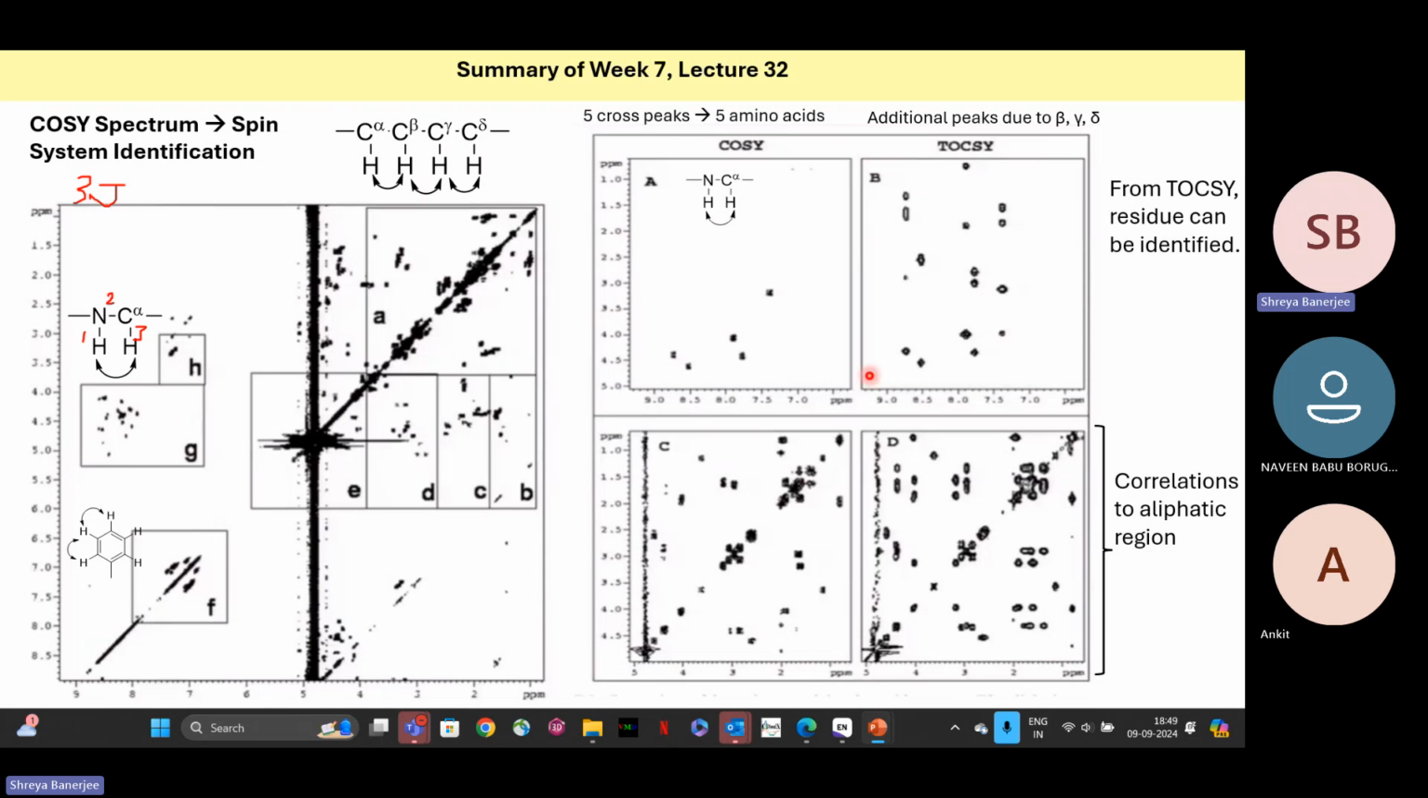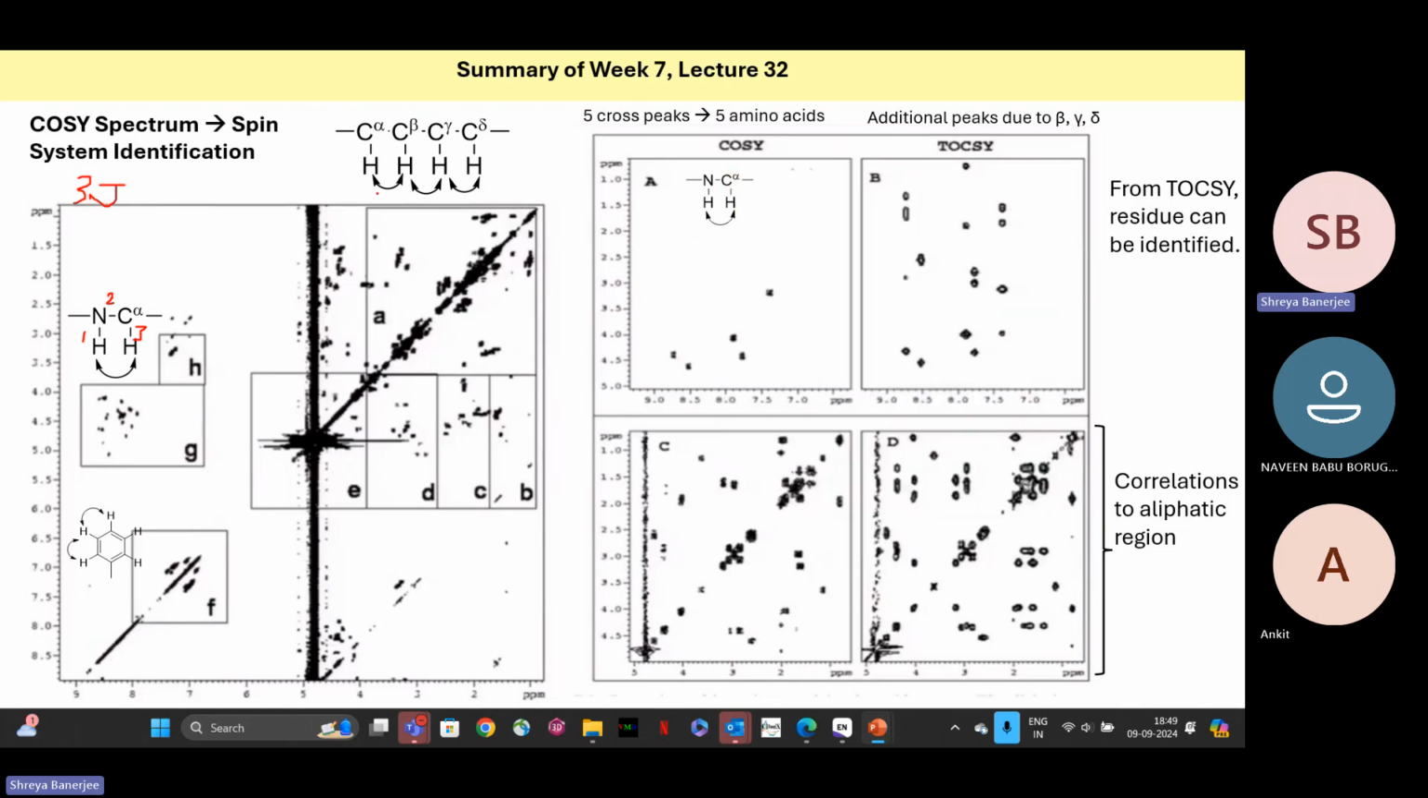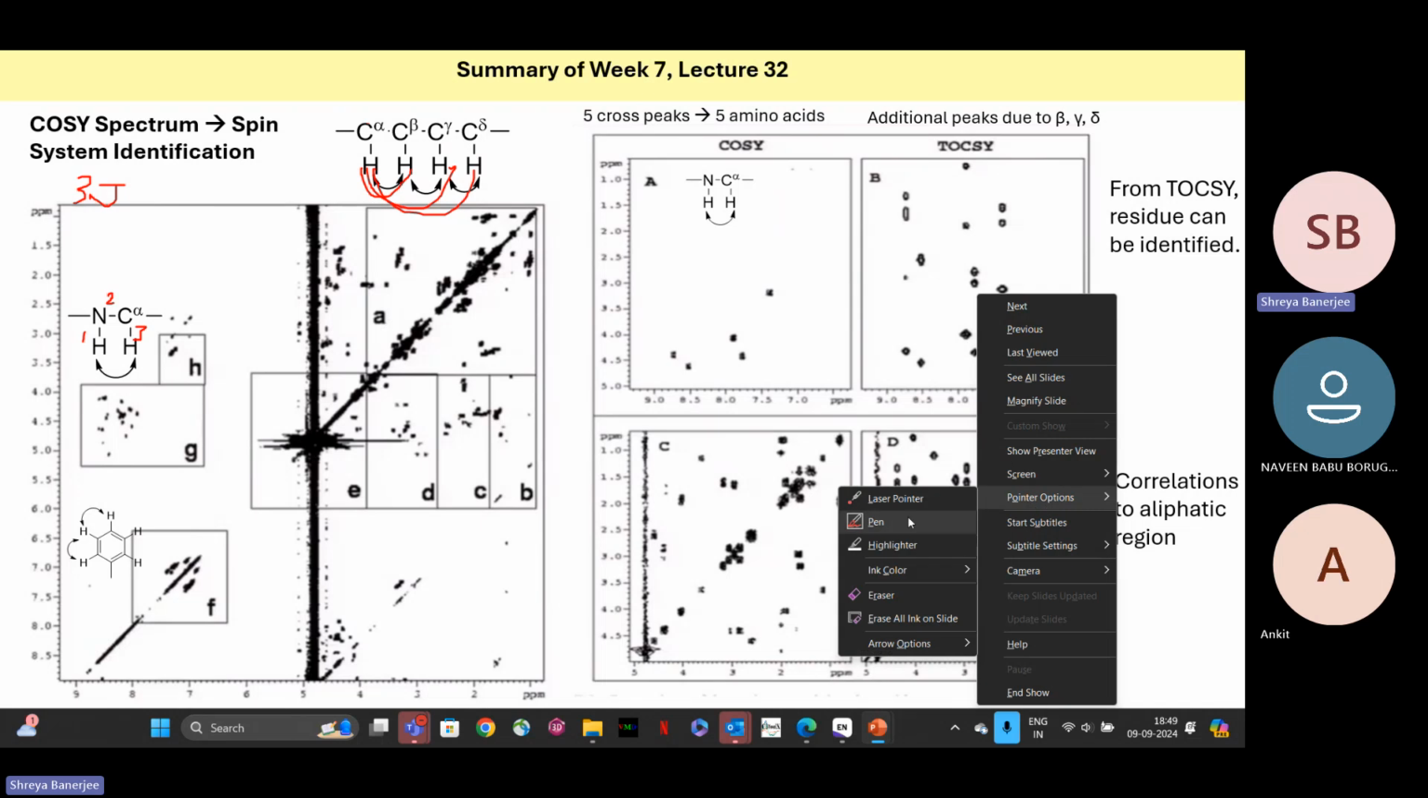But if you look at the TOCSY in the same region, the number of spins is much higher, because TOCSY will not only show up to alpha. Suppose we are looking at TOCSY, then from alpha to beta, alpha to gamma, alpha to delta, you will see. So TOCSY will show all the correlations, and the number of peaks in TOCSY is much higher.